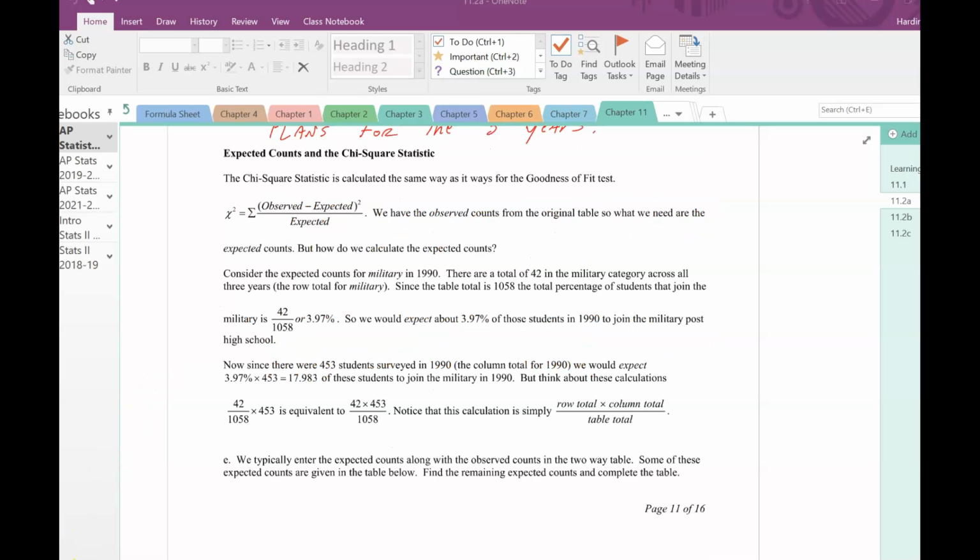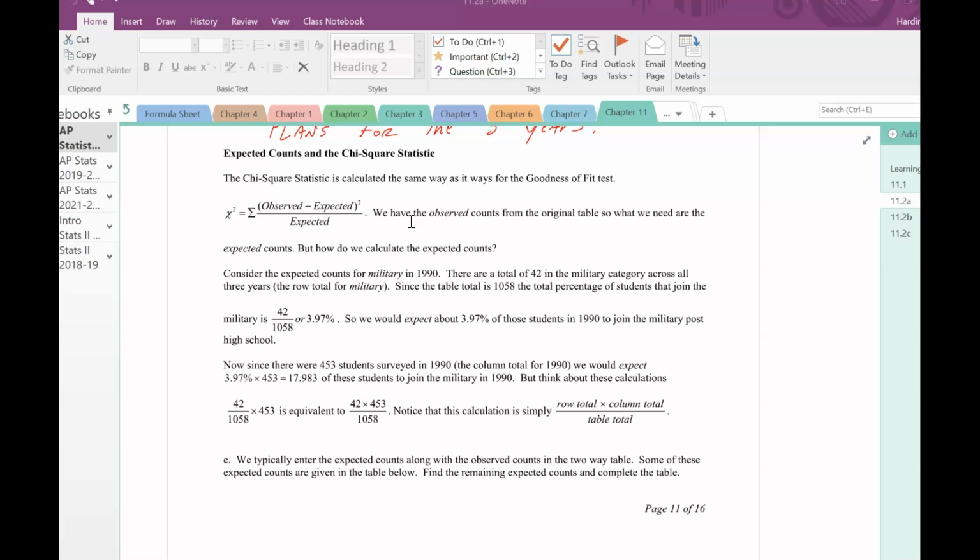So one of the things that we're going to need to figure out to perform this chi-squared test is what the expected counts are. It says the chi-square statistic is calculated the same way as it was for the goodness of fit test. We're doing a sum of observed minus expected value squared over the expected value to get the chi-squared test statistic. We have all the observed counts from the original table. So what we need to do is then just figure out what the expected counts are. So how do you do that?